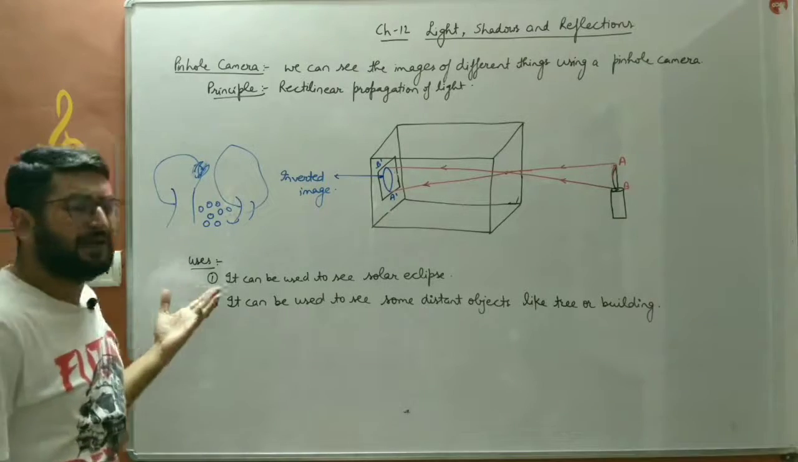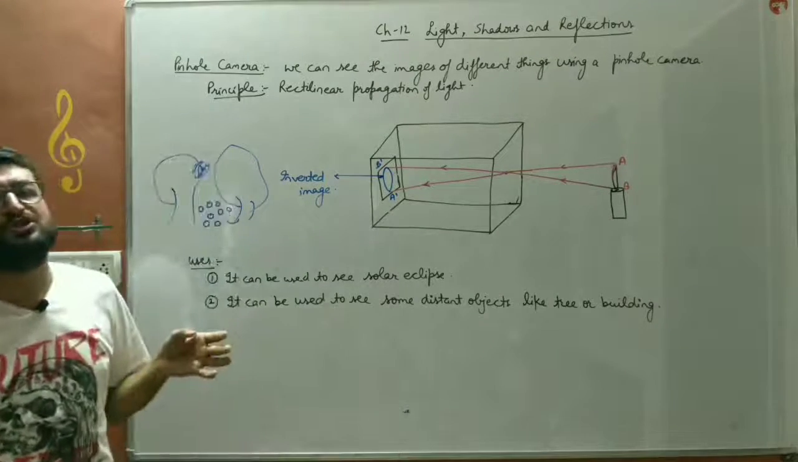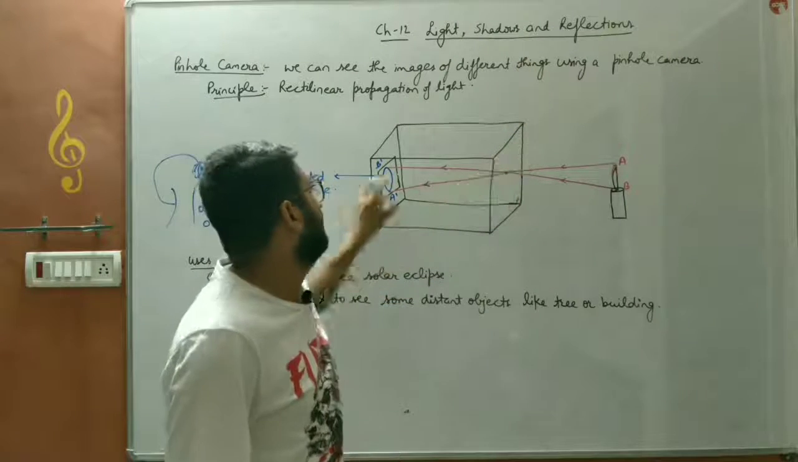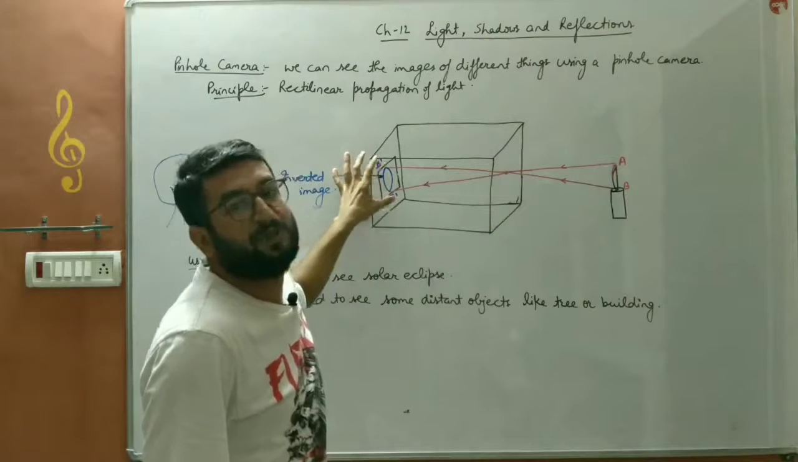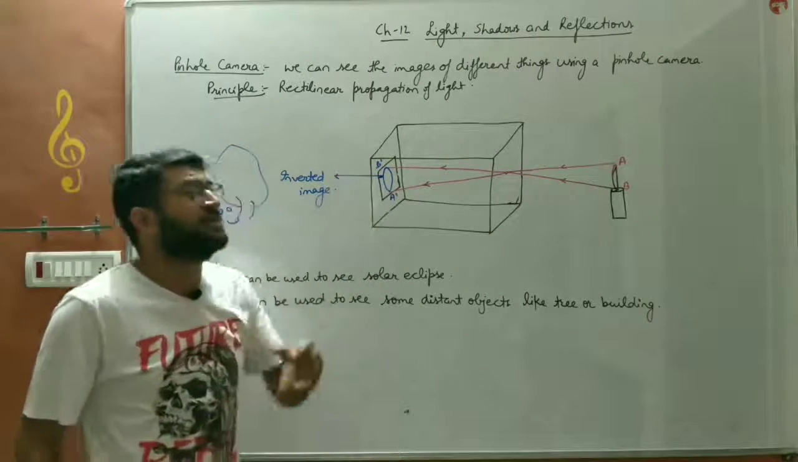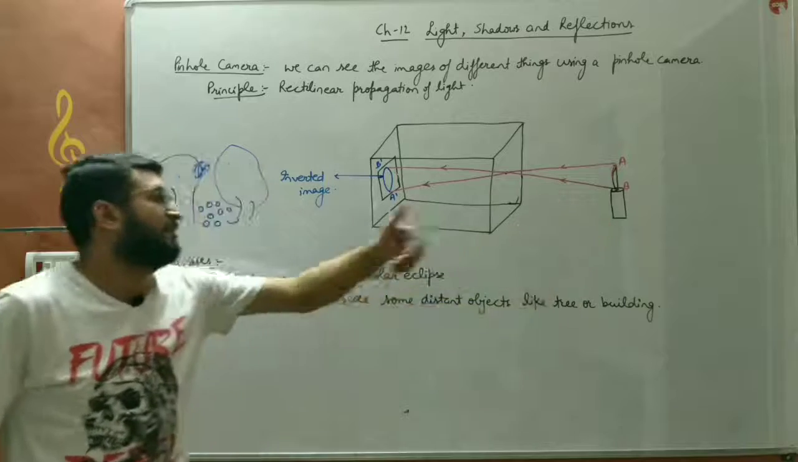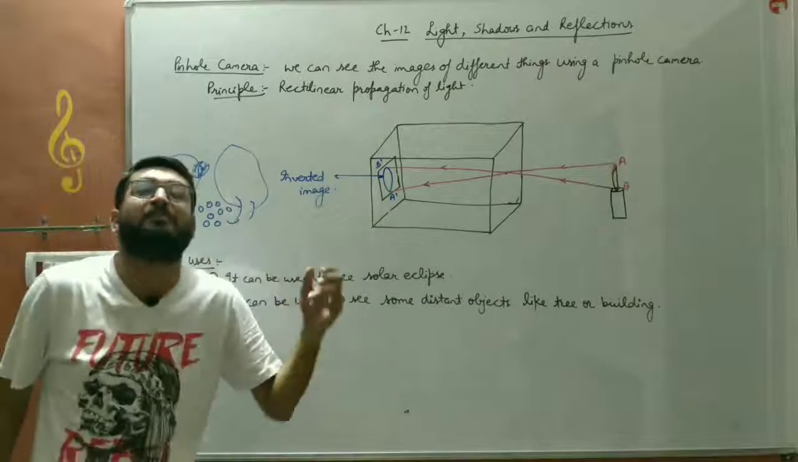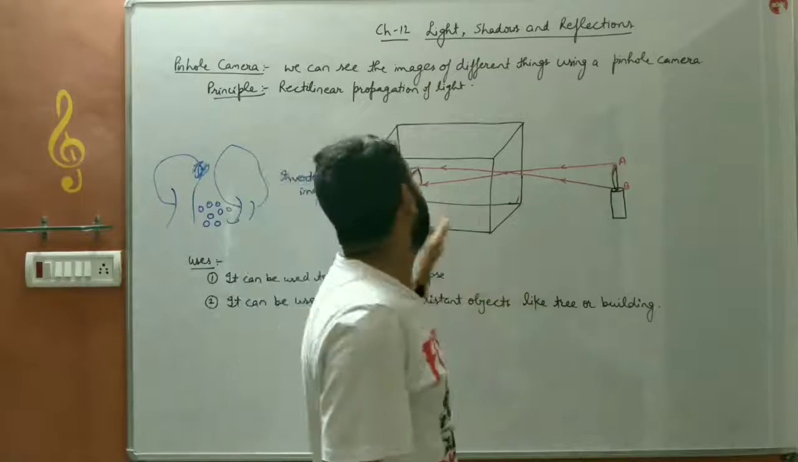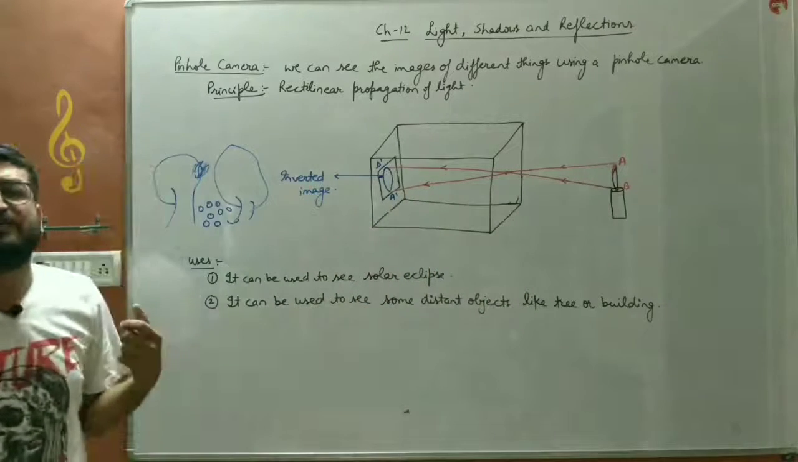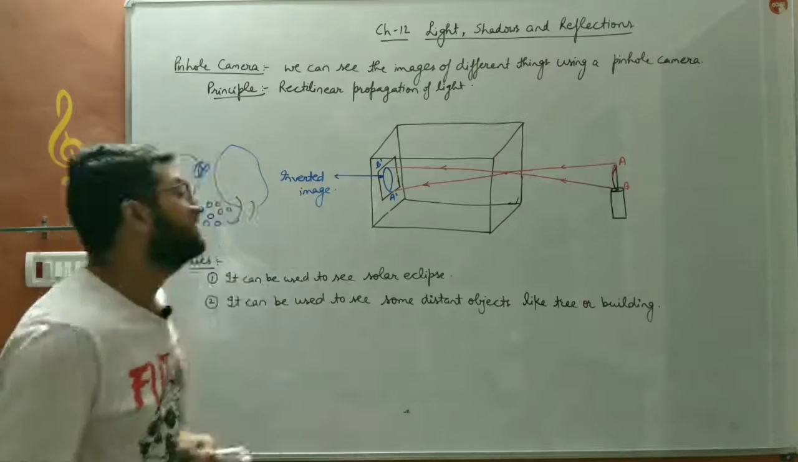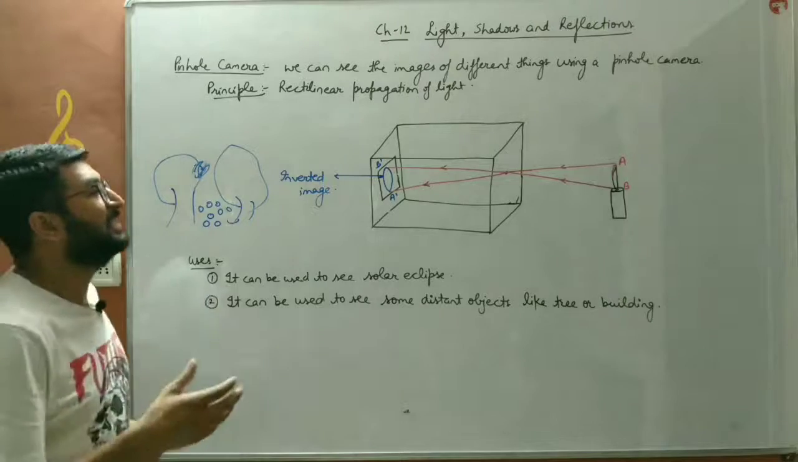The uses of the pinhole camera. A pinhole camera can be used to see the solar eclipse. We place the pinhole camera towards the solar eclipse and we can observe the image of the solar eclipse on the butter paper. Next, it can be used to see some distant objects from a faraway place, like a tree or a building, but it always forms an inverted image of that tree or building. What image will it always make, bache? Inverted. So these are the uses of the pinhole camera activity.